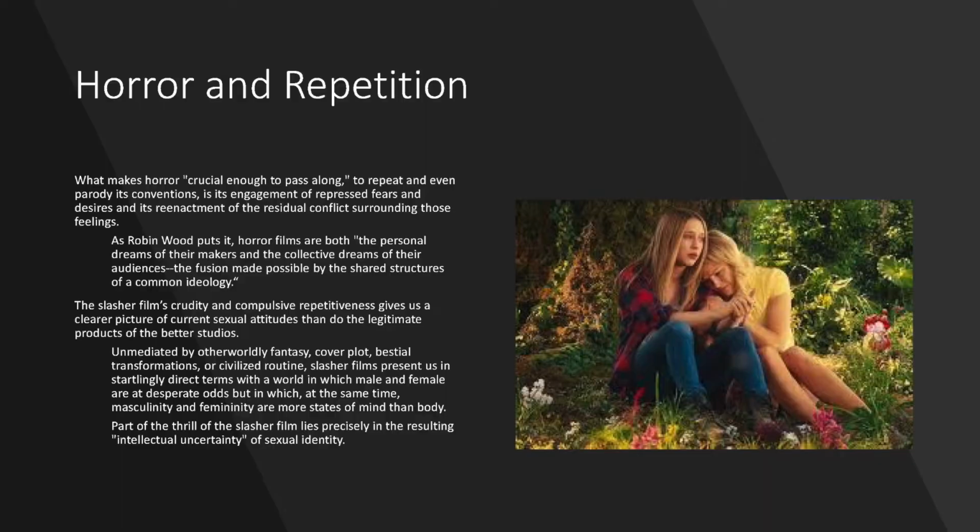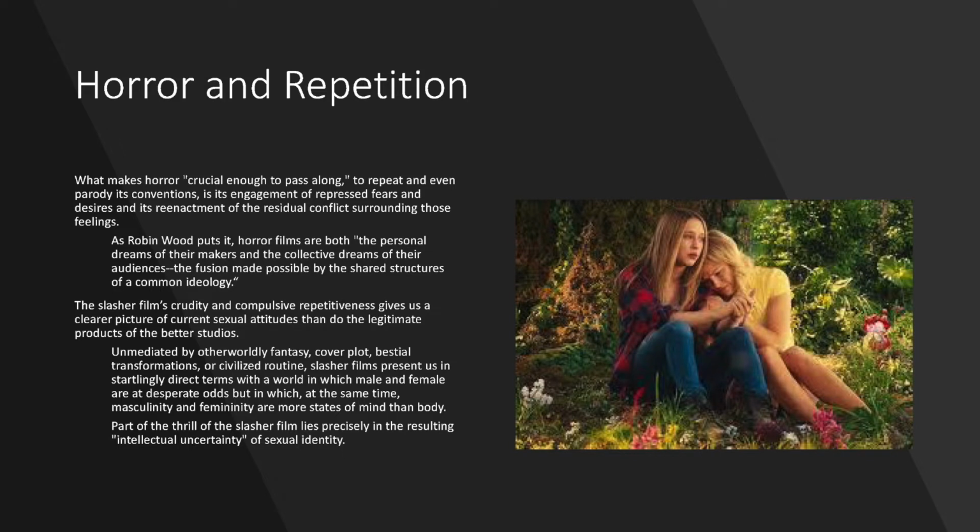Parodies actually started early, but the better-known ones come a little bit later, at the end of the 90s. But in these parodies, they have to know the rules in order to break them. So, here's where horror and repetition comes in.